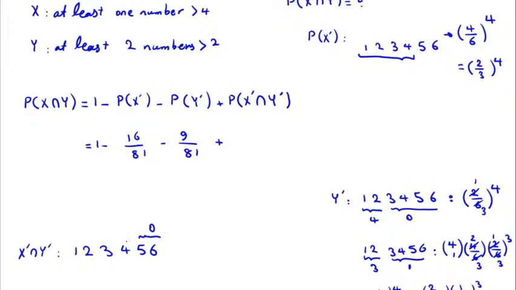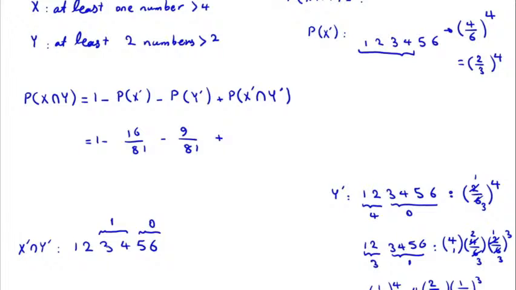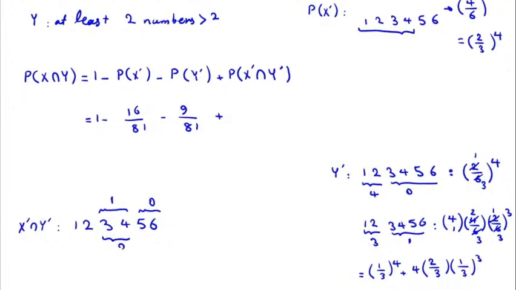At least 2 numbers greater than 2. So maybe we don't have any numbers greater than 2, or we have one number greater than 2. So here we have 1 or 0. If we have 1 here, one case, or here we have 0, 0, 4 case here, 1 case here, 3 case. Now let's consider each of them. So this part 3, 1, 0.